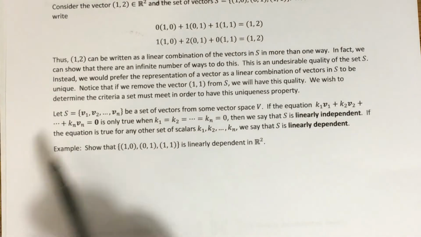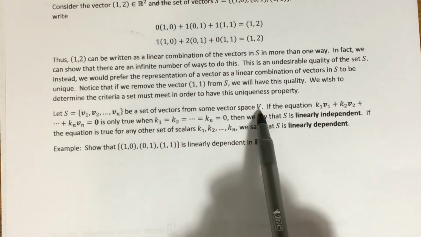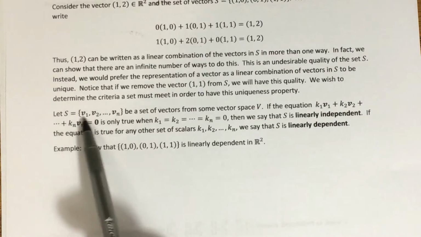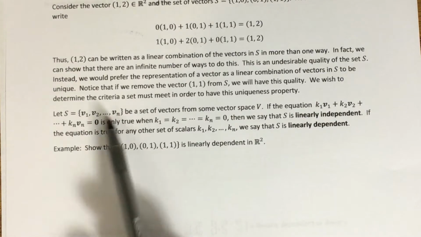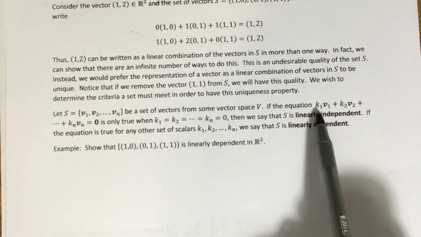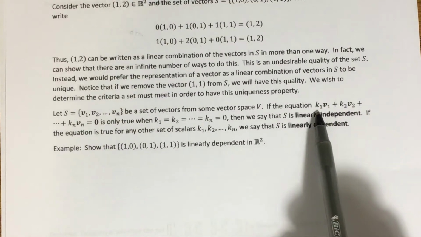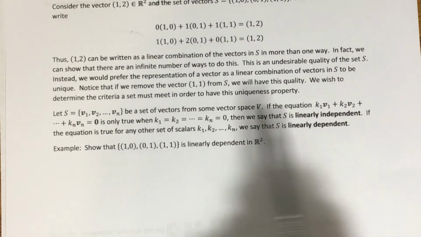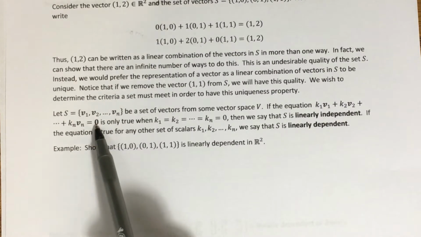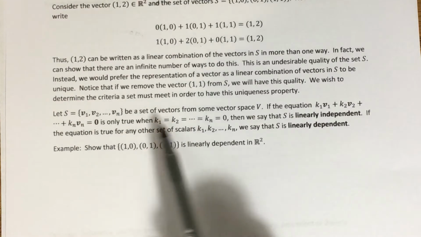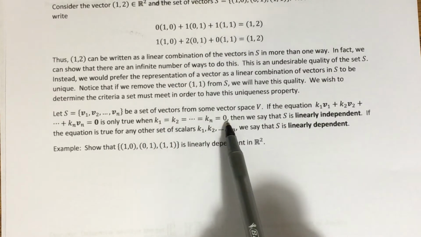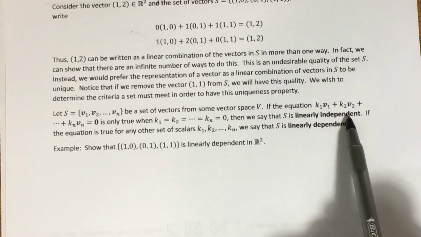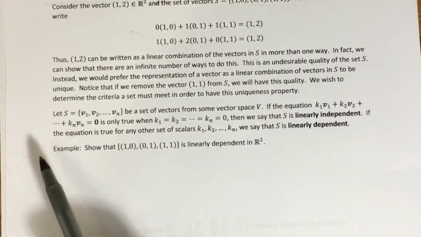So what is linear independence? Well, suppose we're working in some vector space V, and we're talking about a set of vectors from V. I'm going to call the set S, and in this case, let's say that the individual vectors are v1 through vn. Now, if the following equation is true, notice I'm forming a linear combination of these n vectors, where the scalars are k1 through kn, and I'm setting it specifically equal to the 0 vector here. If this equation is only ever true when all of the scalars are equal to 0, then we call that set linearly independent.